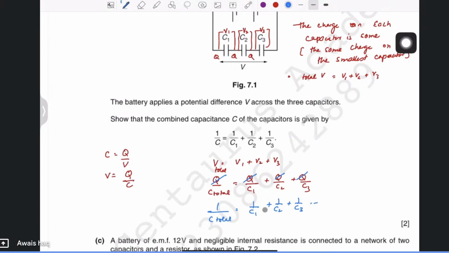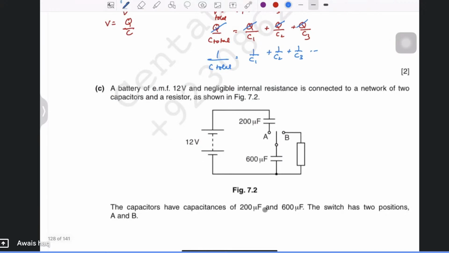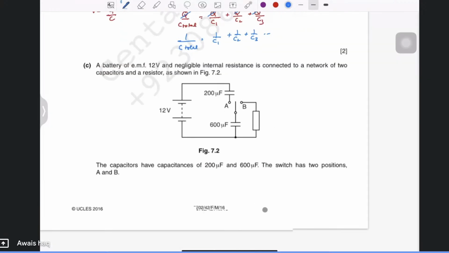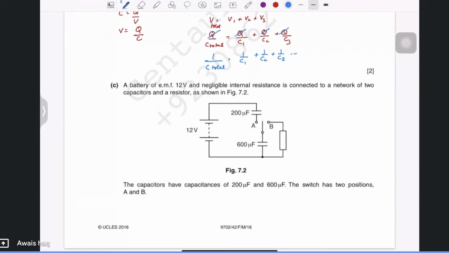Alright, then we're going to check out this circuit. It says a battery of EMF 12 volts and negligible internal resistance is connected to a network of two resistors, two capacitors and a resistor. The capacitors have capacitances of 200 microfarad and 600 microfarad. The switch has two positions, A and B, as you can see.